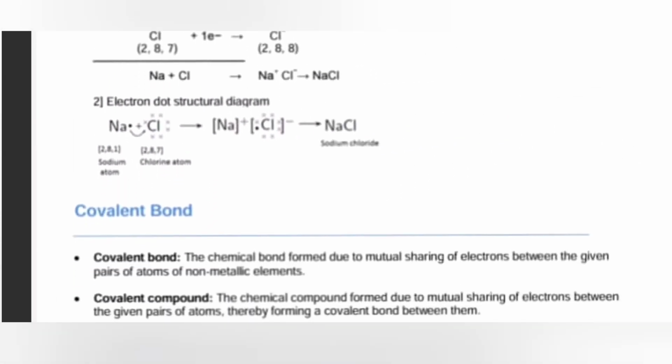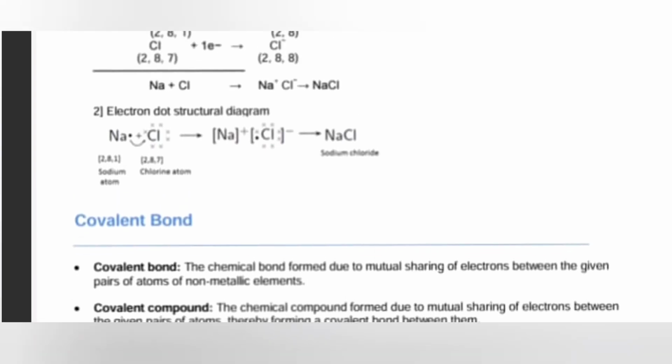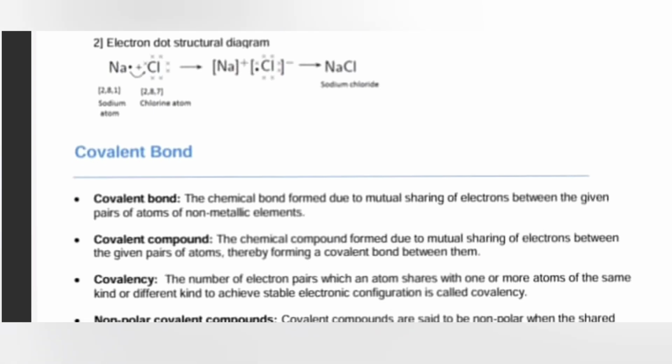The next bond is the covalent bond. Covalent bond: the chemical bond formed due to mutual sharing of electrons between a given pair of atoms of non-metallic elements. When there is mutual sharing, where two atoms share electrons, that is sharing. I will also show you this example on a piece of paper.